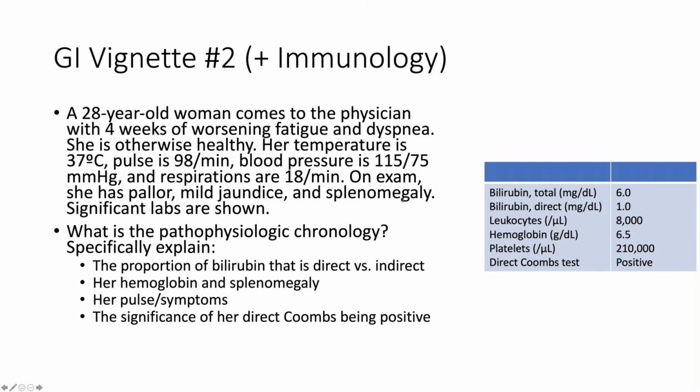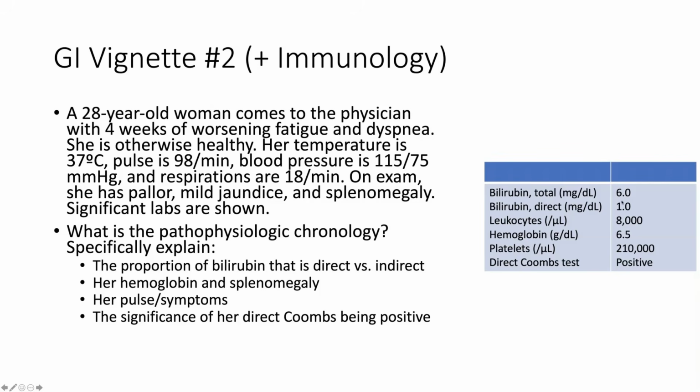Hemolytic anemia, so I would be doing a pathophysiologic chronology in my head. Hemolytic anemia leads to destruction of red blood cells, leads to low oxygen content, leads to high cardiac output to try to compensate. And because she can't perfuse her tissues as well, she's getting tired and dyspneic.